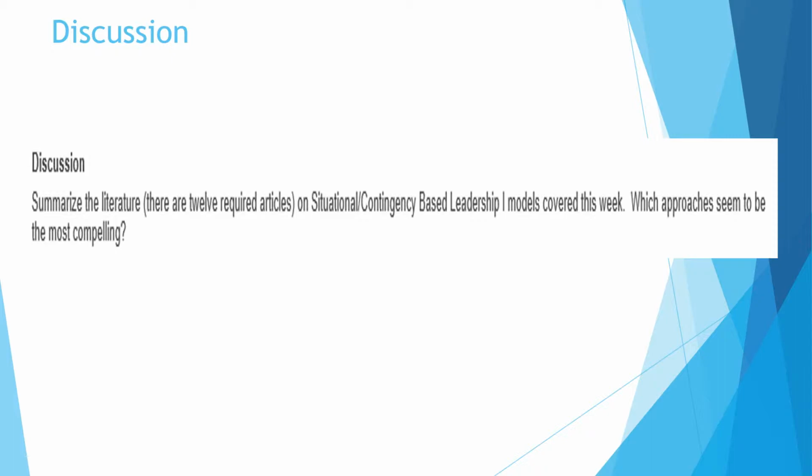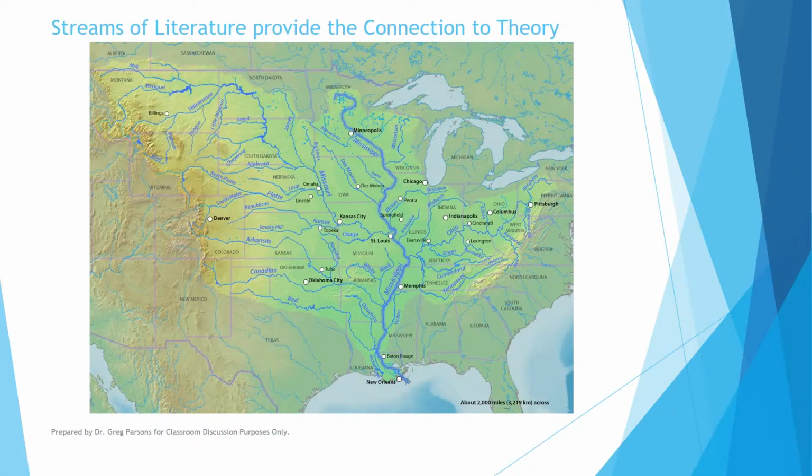This leads into the next topic I'd like to discuss, which has to do with the idea of bodies of literature and streams of literature. I've used this before in several different classes, so you may be familiar with it. But it's always a good idea to review how this process works and why we look at the literature in a particular field the way we do.